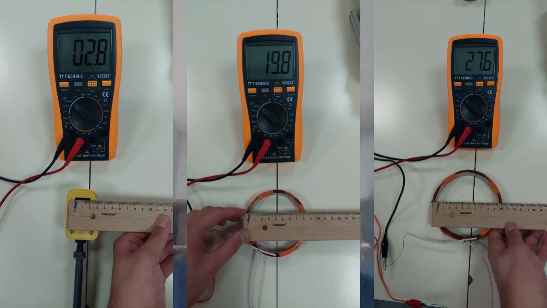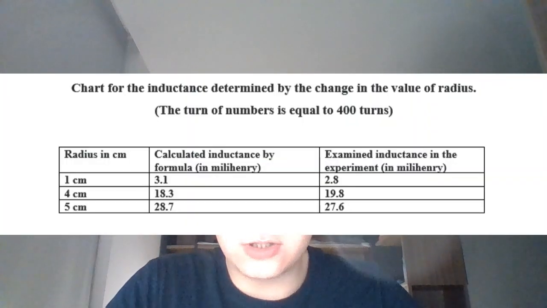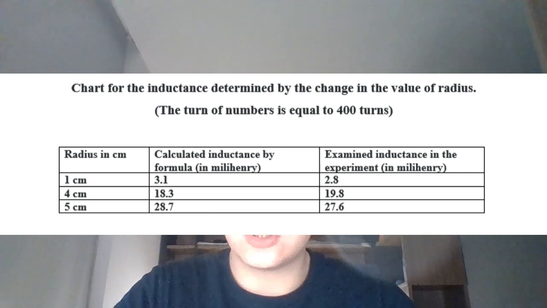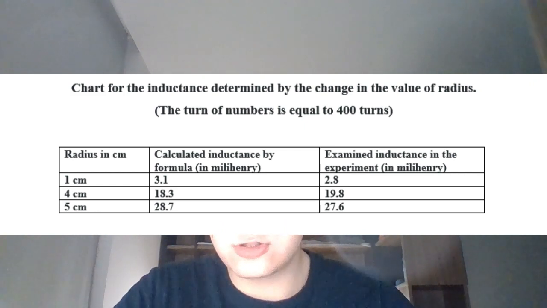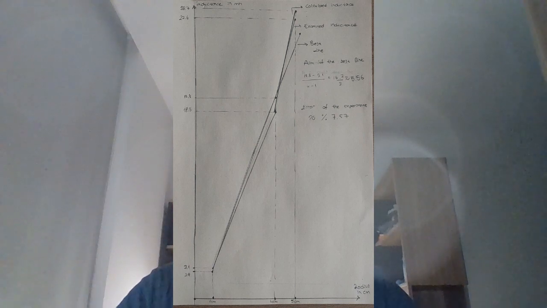Regarding radius, I examined the values of inductance with three different radii, which are 1 cm, 4 cm, and 5 cm. I wanted to overcome the effects of the number of turns, which is why I used three coils with 400 turns. I calculated the values of the coils with the formula and put them on the chart to make a plot, which you can see on the screen. I evaluated the error and drew the baseline. So let's continue with the conclusion.